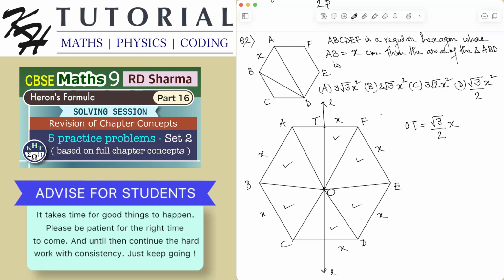Again, let's say this line, the perpendicular bisector of the side AF, also passes through the center O. It will also be the perpendicular bisector of the side CD. Let's say it intersects the side CD at U. So obviously we will have OT equal to square root of 3 by 2 x. This is also equal to OU. And of course T, O, U are collinear.